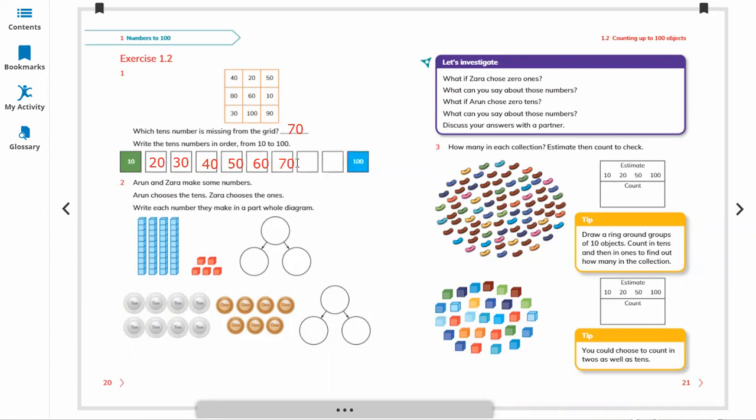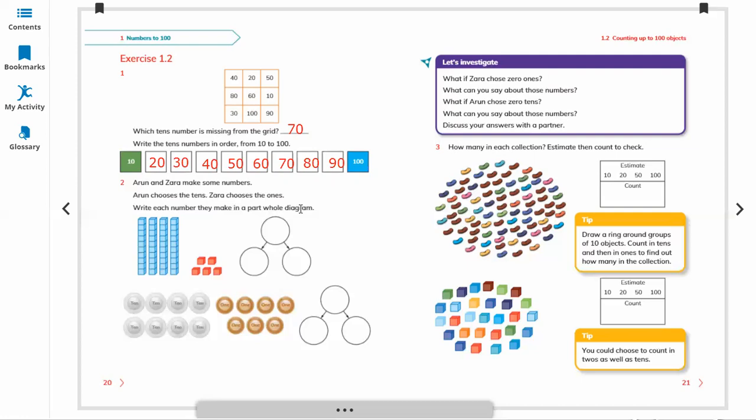And we have 80 and 90 and 100. Okay, the first question was super easy. So we have counted in tens and we have solved the question. So moving on, Arun and Zara make some numbers. Arun chooses the tens, Zara chooses the ones. Show each number they make in a part-whole diagram.